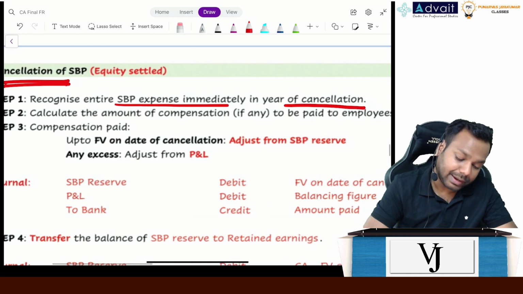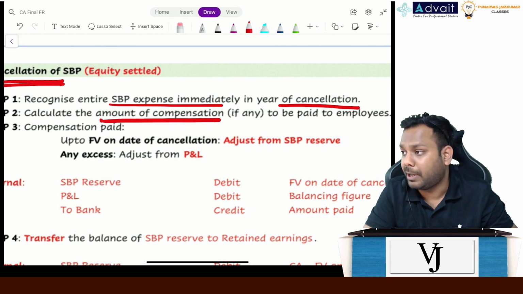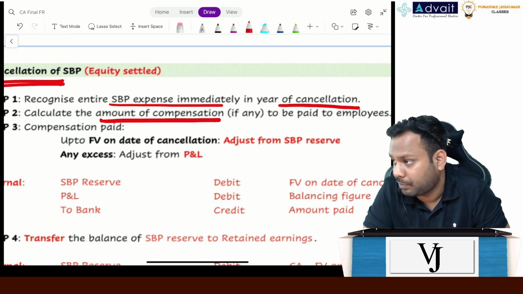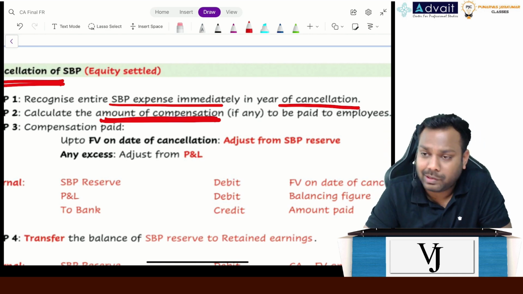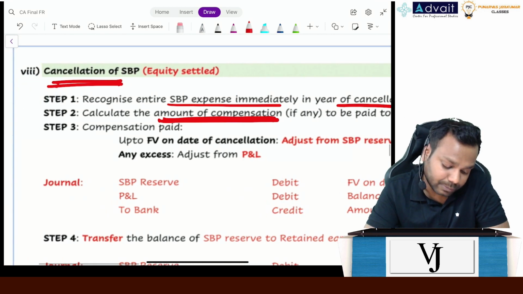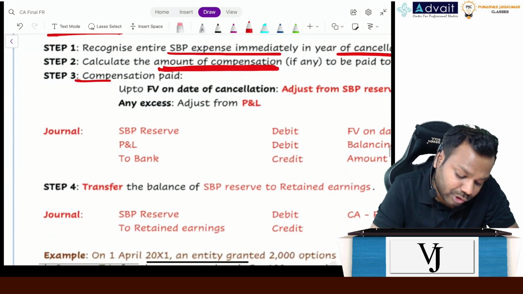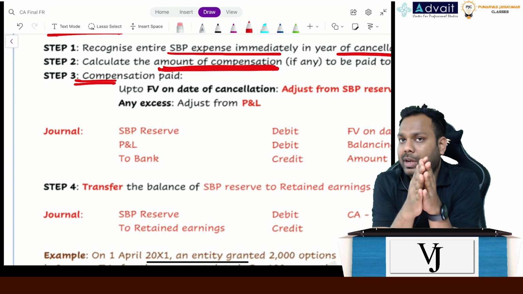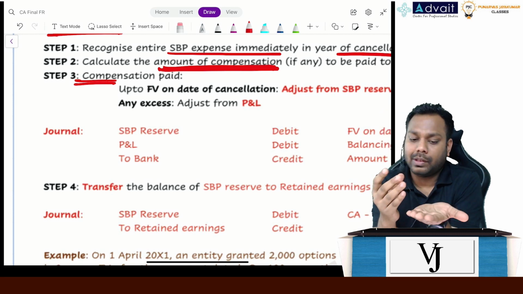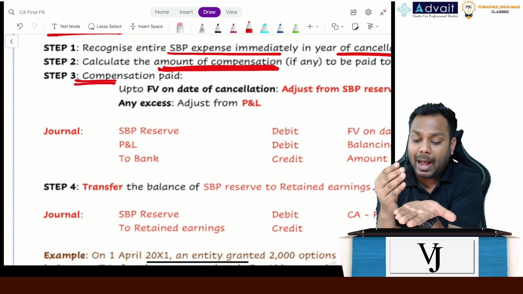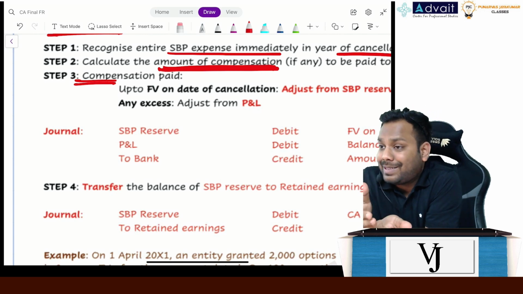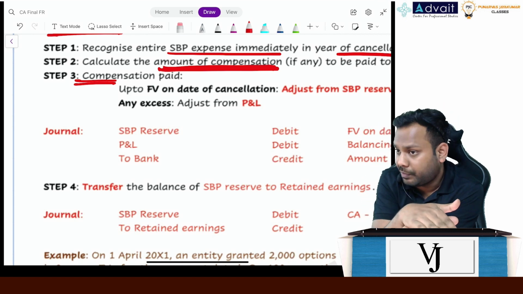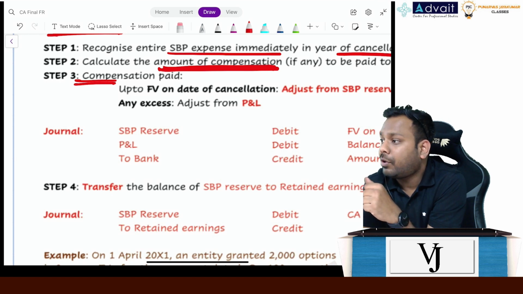Now calculate the amount of compensation which you have to pay, because if you are cancelling the ESOPs, definitely you will pay compensation to the employees. Now, the share-based payment reserve which we calculate represents the fair value, right? So it says the compensation amount which you pay, up to the fair value on the date of cancellation, will be adjusted from the share-based payment reserve. Any excess will be charged to the P&L account.